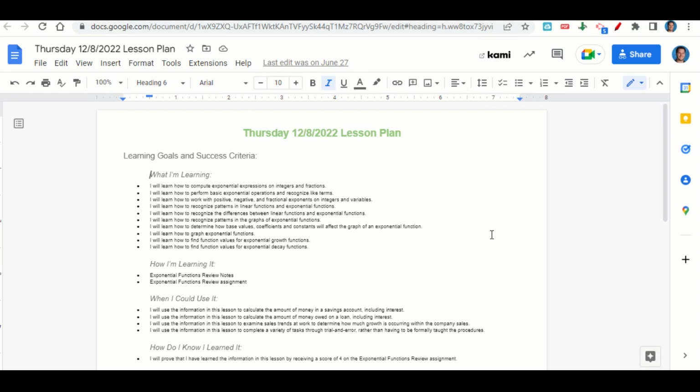Through the exponential functions review notes and the exponential functions review assignment. When can we use this information? To calculate the amount of money in a savings account including interest, calculate the amount of money owed on a loan including interest, to examine sales trends at work to determine how much growth is occurring within the company's sales, and to complete a variety of tasks through trial and error rather than having to be formally taught the procedures.